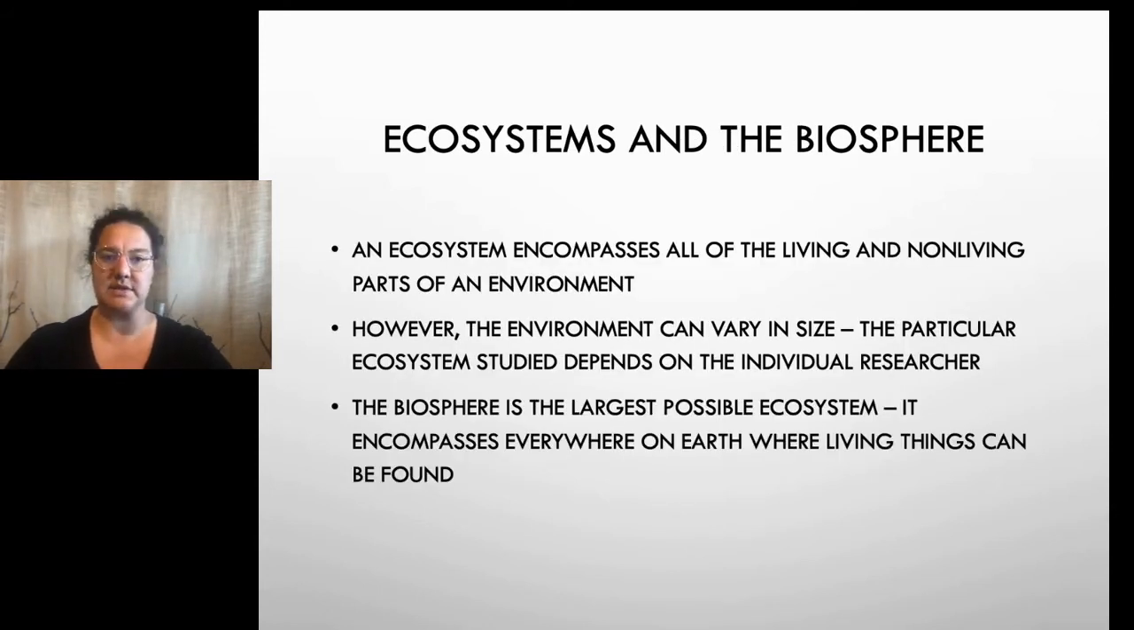So, an ecosystem encompasses all of the living and non-living parts of an environment. So, all the species, plants, animals, bacteria, fungi, microbes that live somewhere, and all the non-living parts: the rocks, the water, the air, and the minerals. However, an ecosystem can vary in size. So, we might have a really small pond, or we might have Jasper National Park, or we might have the boreal forest in northern Canada.